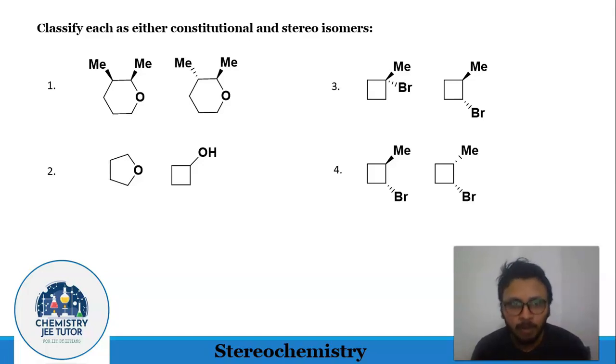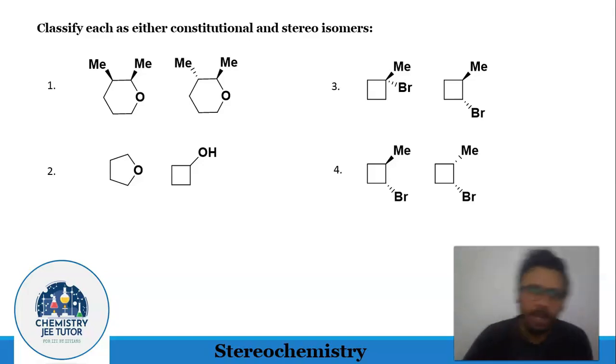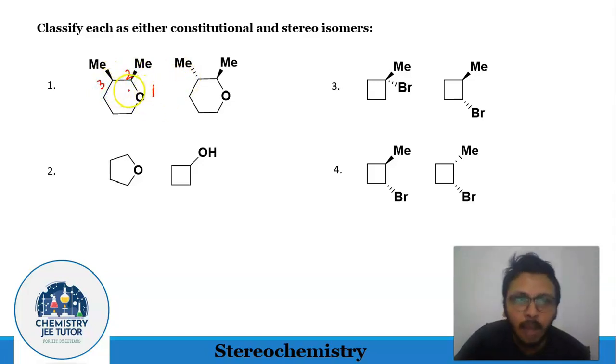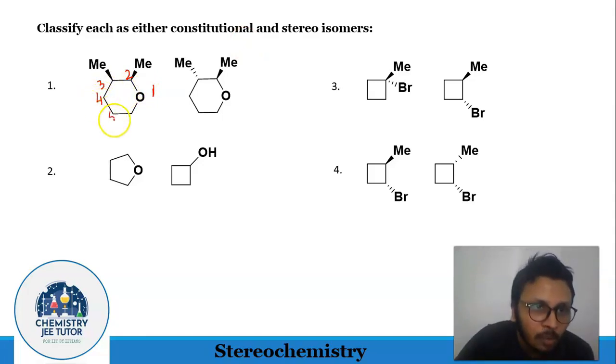It is very important that we understand what is constitutional isomerism and stereoisomerism, and then move on to our next part. Okay, let's do one by one. I hope you have all done it. Let's see this. Let's number this. I like the way of numbering it, so it becomes easier. So this is 1, 2. As I said, the atom which has the highest atomic number comes first in the CIP rules. We have oxygen here and carbon here. Oxygen will be 1.